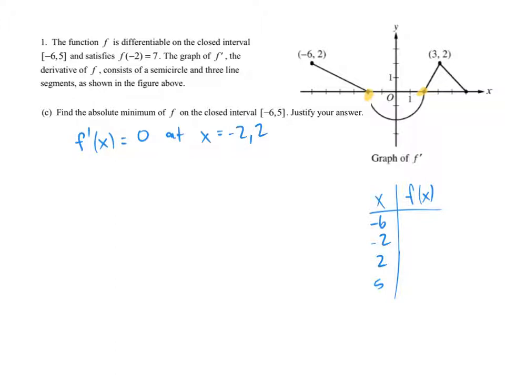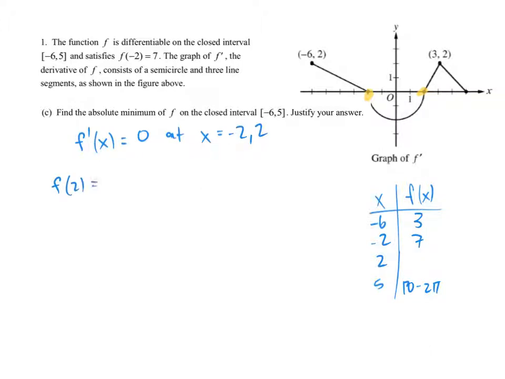Now, the beautiful thing about this problem is that we've already done 2 of these, and then one of them was given to us. f of -2 was given to us in the problem, and then f of -6 and f of 5 were calculated in part A. So we can just import those answers here into part C. The only thing that we need to find is f of 2.